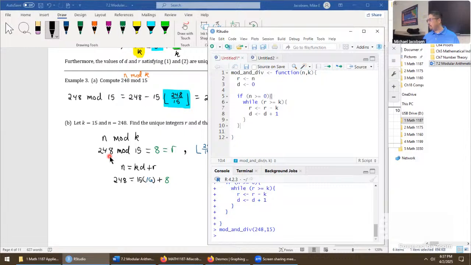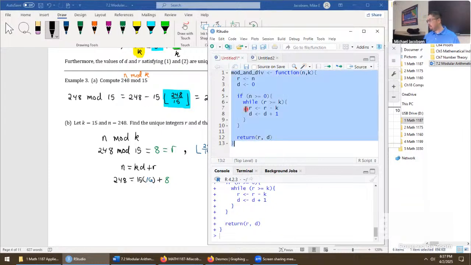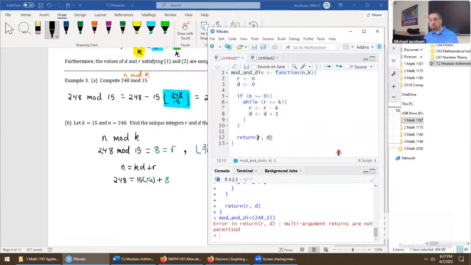Nothing happened. Well, something did happen, right? But notice I never told the function to give me an output. Let's fix that right here. We want to return. Let's see, we're returning first. If this is mod and div, we should return r first, or we're going to confuse the users of this. And then we should return d. Okay, let's see how that did for us. Really bad. It tells us multi-argument returns are not permitted. That's a lie. This is just a syntax error. I didn't like the way I put those together.